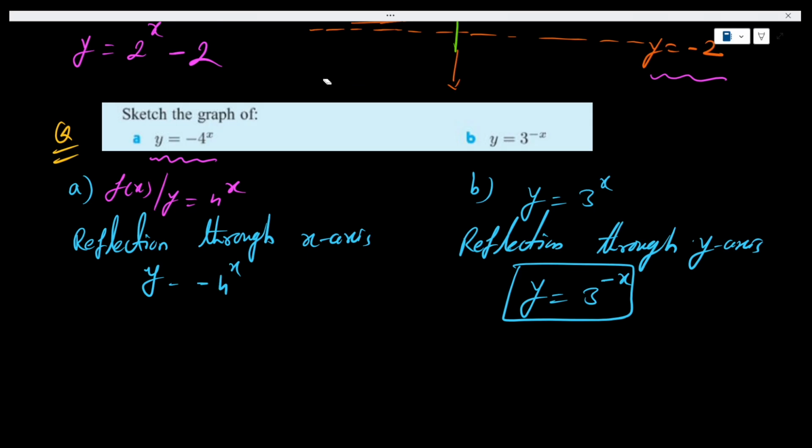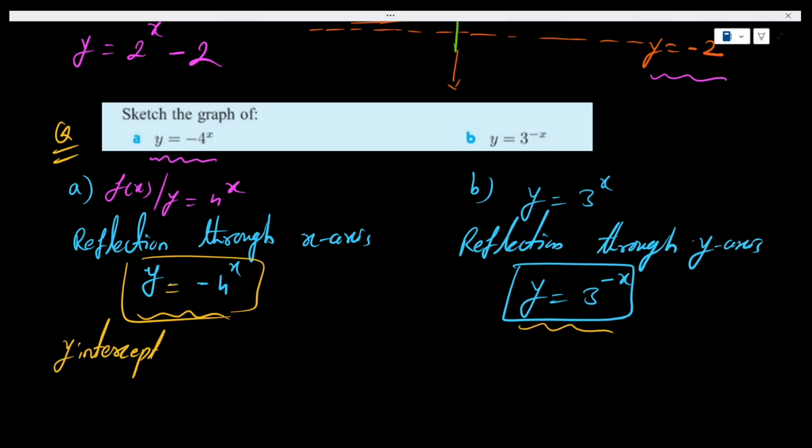For both graphs, you need to first find the y-intercept and asymptote. That's the most important part. So what is going to be the y-intercept? Where the x value is 0, it will become minus 1, because 4 to the power 0 is 1 and the minus sign is outside. And for the other, the y-intercept, if you see 3 to the power 0, that will become 1, right?